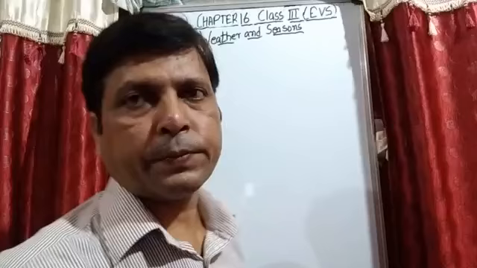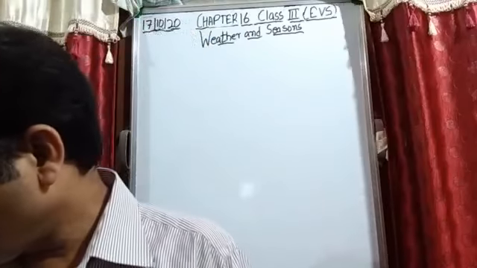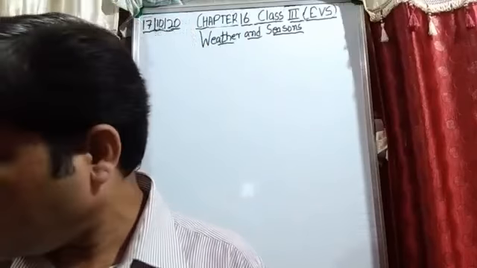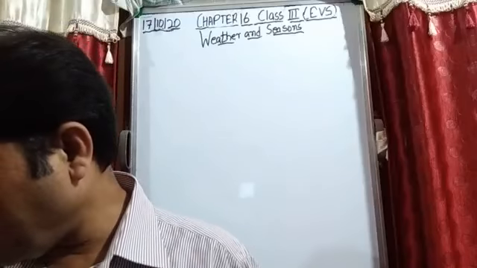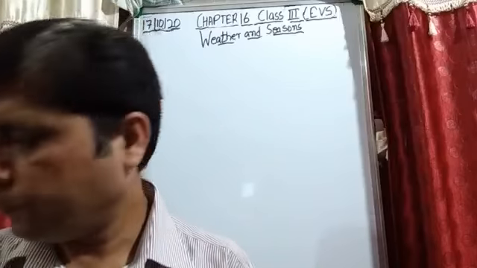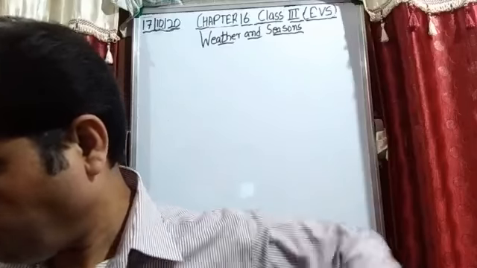So students, we have completed the book exercises. We have completed question number D, that is, give a short answer to the following questions. Okay, so let's start with question number E. Answer the following questions.